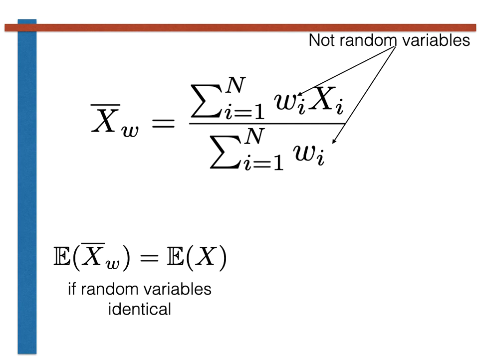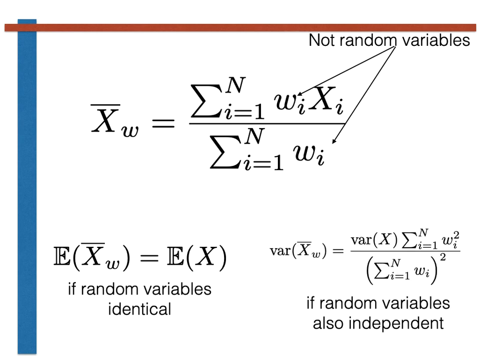In addition, if the random variables the weighted mean is computed from are also independent, then the variance of the weighted mean can be computed from the variance of the random variable that was used to calculate the weighted mean. And this is done using the expression shown here.